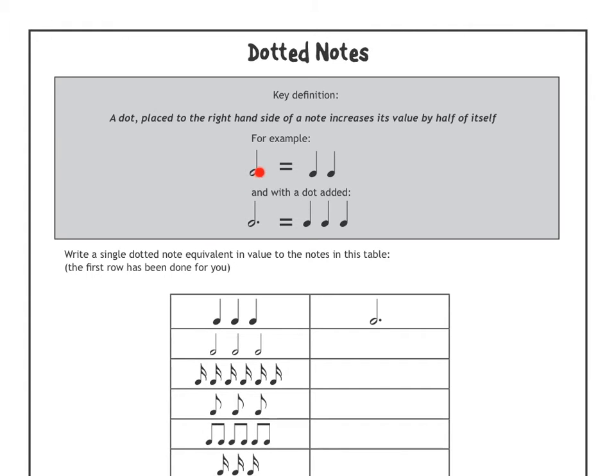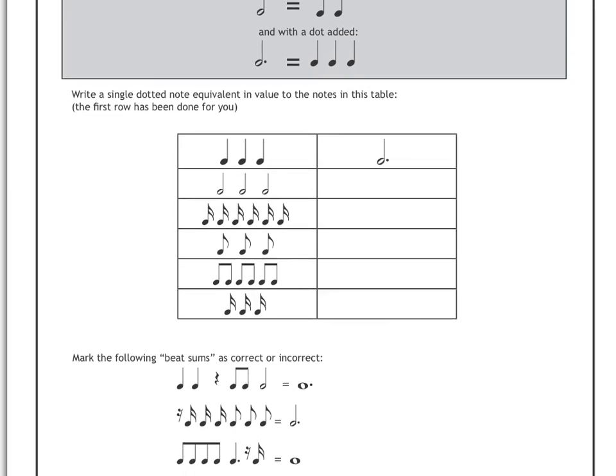All right, so the example here: a half note equals 2 quarter notes. And with a dot added, you add half of the value of the note. You can add a dot to any note or rest value, whether it's an eighth note, half note, quarter note, whole note, eighth rest, half rest, or whole rest. Any note or rest value can have a dot placed beside it.